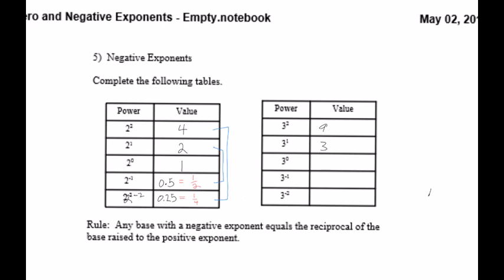3 to the 0, based on our exponent law rule, anything to the exponent 0 is just 1. Now, 3 to the negative 1, all we have to do is remember that 3 to the 1 is 3. So that means 3 to the negative 1 is 1/3. And then 3 to the negative 2, well, we have to remember 3 to the 2 is 9. That means 3 to the negative 2 is 1/9.